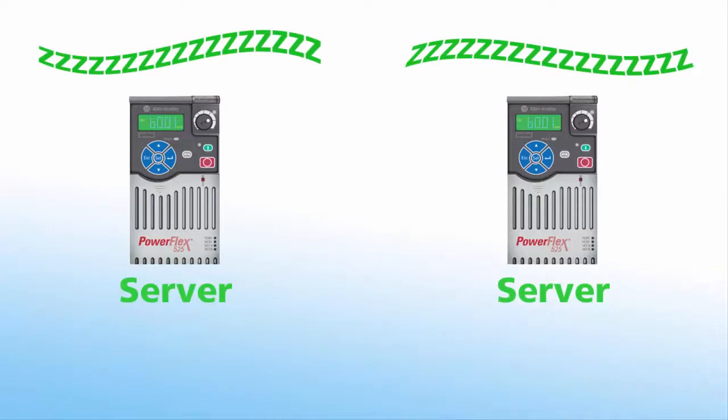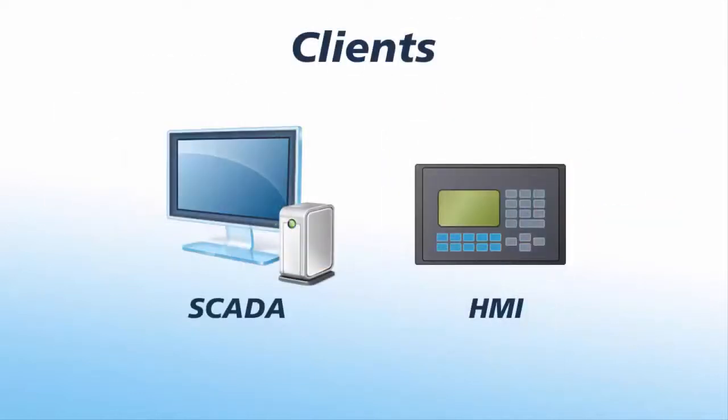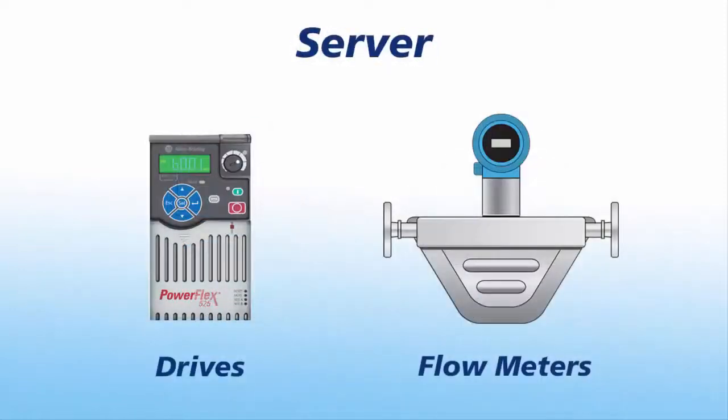A PLC can act as a client or server on the same network, communicating with various server devices and clients simultaneously. On the other hand, SCADA host or HMI terminals are almost always configured as a client, talking to servers. Devices such as variable frequency drives and flow meters typically act as a server and must be polled by a client.